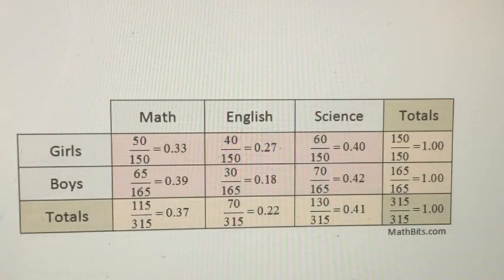Look at this new two-way table. This table compares girls and boys whose favorite subjects are math, English, or science. There were 315 total surveyed. 50 girls liked math, 40 girls liked English, and 60 girls liked science. 65 boys liked math, 30 boys English, and 70 boys liked science best.